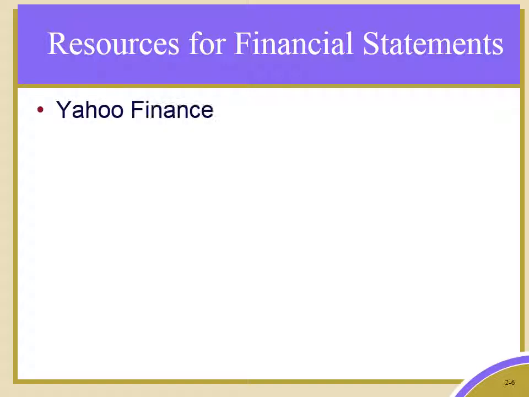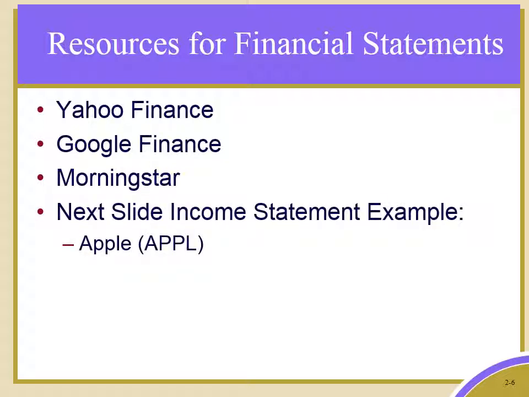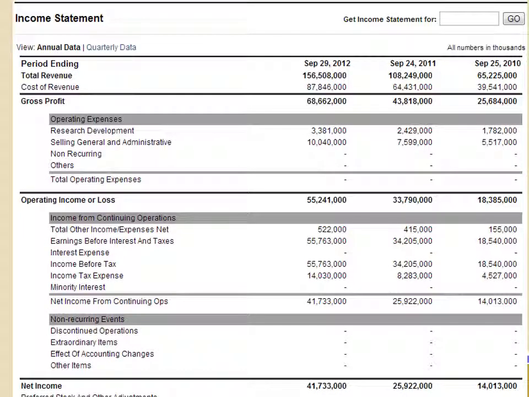Different resources for financial statements that you can use are Yahoo Finance, Google Finance, and Morningstar. The next slide is the income statement example of Apple. With all these sources, I'd recommend going out to check those websites yourself. It could be useful to go in there and look up the ticker symbol for Apple, and it will actually pull up financial statements that you can view on your own. It'll be useful to know that and use that because it might be used in case studies later on this semester.